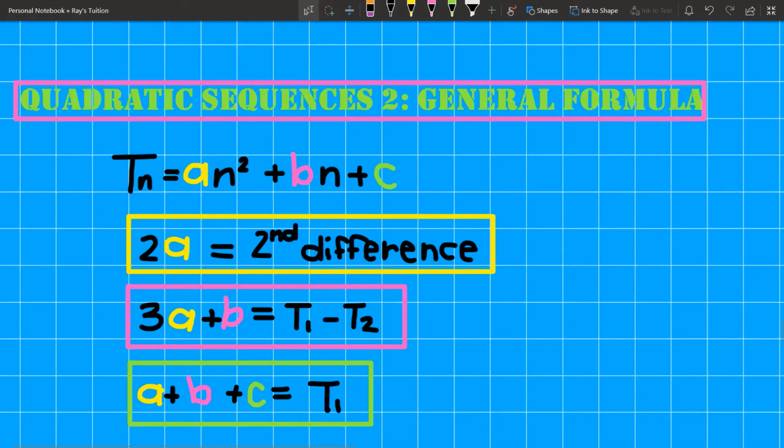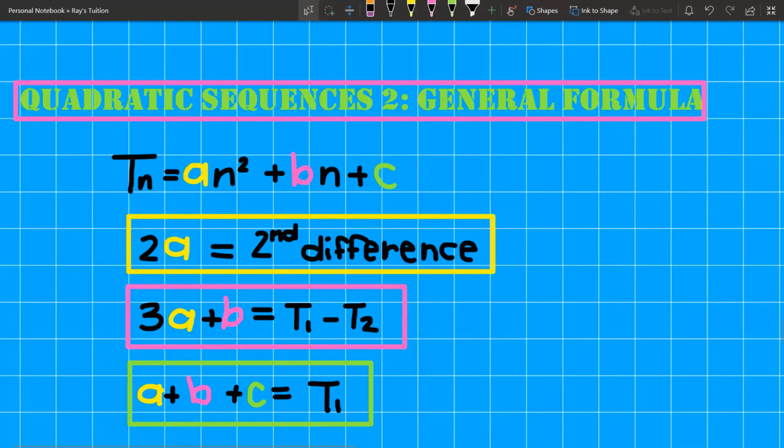So because there are three unknowns, A, B, and C, we're going to have to make use of three equations. The first equation comes from 2A is equal to the second difference, which is the difference of the first difference, and that is constant for a quadratic sequence. Then once we've got A, we can use that with the second formula, 3A plus B is equal to the first difference, which is T2 minus T1, to calculate B. Once we have A and B, we can use the third formula, which is A plus B plus C is equal to T1, and solve for C.